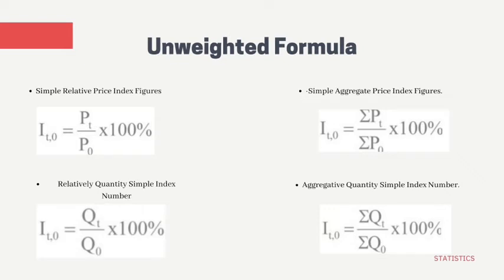The formula is I sub t,0 equals sigma p sub t divided by sigma p sub 0 times 100%. And the fourth, we have aggregative quantity simple index number. So the formula is I sub t,0 equals sigma k sub t divided by sigma k sub 0 times 100%.